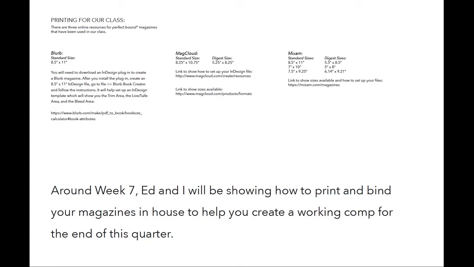These are the vendors that most students have used in the past. Depending on the size of your magazine, if you chose 8.5 by 11, you'll probably be going through Blurb. If you chose 8.25 by 10.75 or digest size, you could go through MagCloud. And MagCloud was recently bought out by Blurb, so they look like two independent companies, but they're really owned by the same parent company. And then Mixam has quite a few sizes, and you might also be able to print with them. And they offer a slight variety of paper stocks.